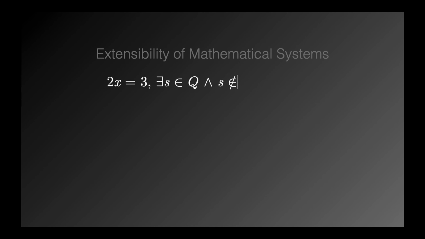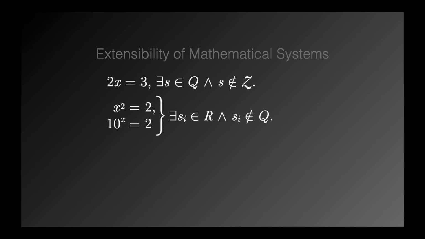So for instance, for the equation 2x equals 3, there exists a solution s in the set of rational numbers, but not in the set of integers. For the system of equations x squared equals 2 and 10 to the power of x equals 2, there exists, respectively, some solution s sub i in the set of real numbers, but not in the set of rational numbers.